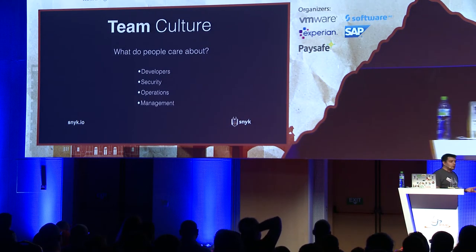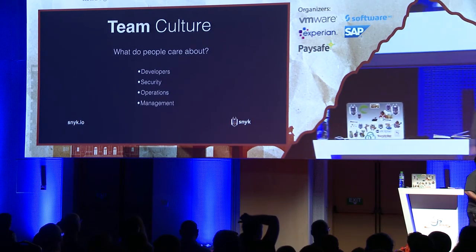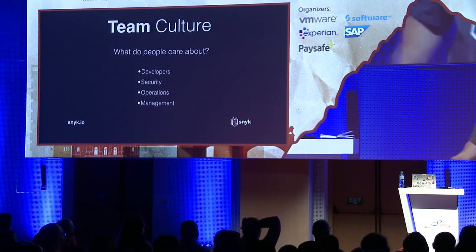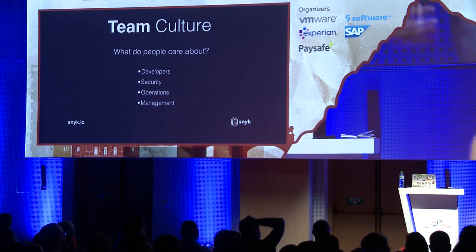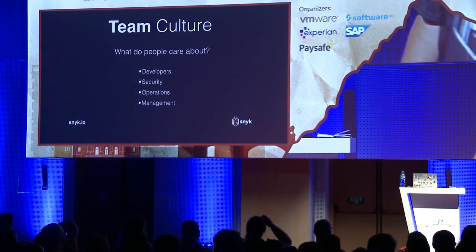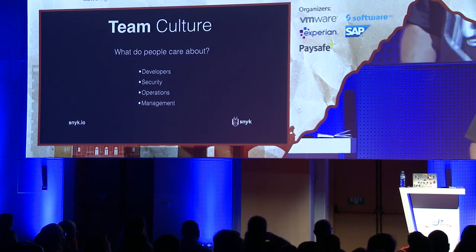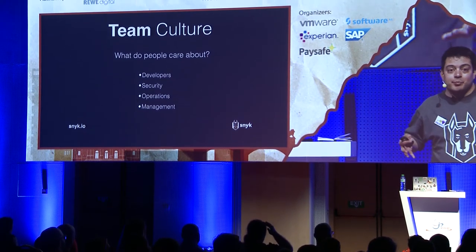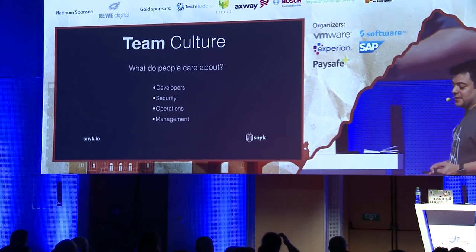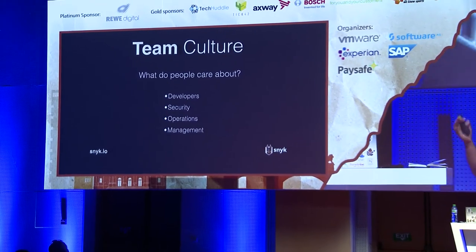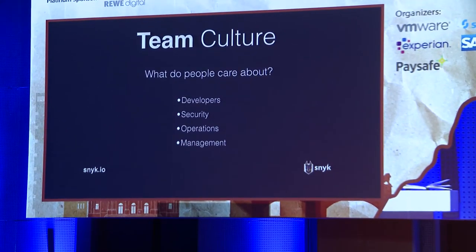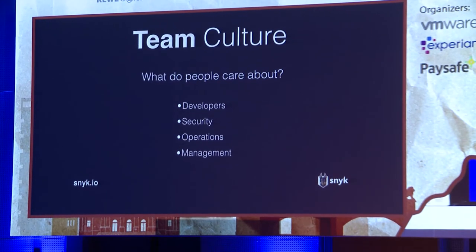Now, when we look at team culture and we think about what people actually care about, well, each of these people are going to care about different things. They're going to have different goals. So developers are going to care very much about getting their features into the builds, getting their functionality out into production. Security don't really care about any of that. They just want to make sure that your applications and your production is bulletproof. Operations only really care about stability. They don't like it when developers pull in all these interesting open source projects. And management, well, no one really actually knows what management care about, I don't think.